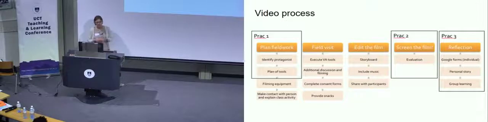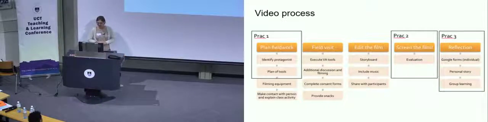They then needed to make contact themselves with the people they wanted to film, and the logistics around this were quite challenging for some, because from the first prac to the second prac, there was a 3-week gap. So they needed to go and engage with the people, find the people they were going to film, do the filming and edit the film, and be back in class 3 weeks later with their short digital film.